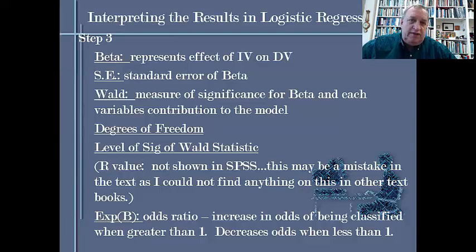So the closer this number is to 1, the less chance we have of making the prediction. The further away from 1 this is, the better our odds are that we're making a good prediction. And all of this will come clear as we look at our SPSS printouts, which again will take us through these 3 steps with the 2 runs of SPSS.